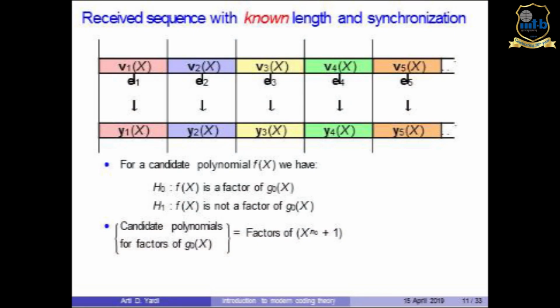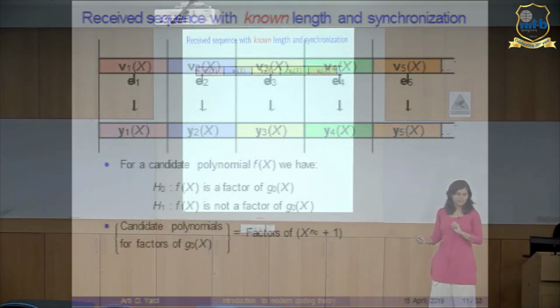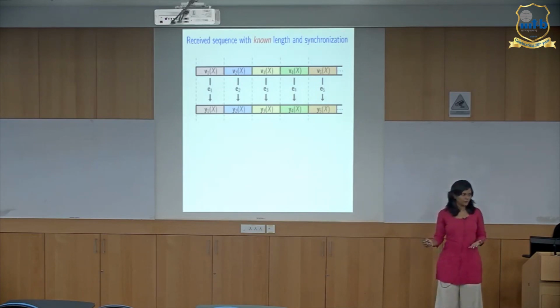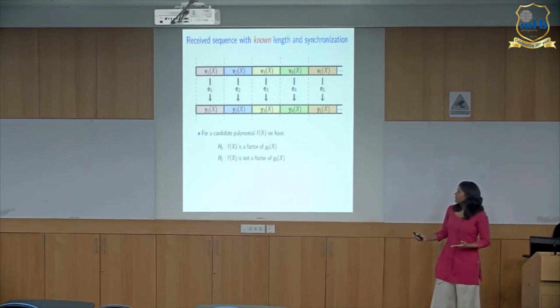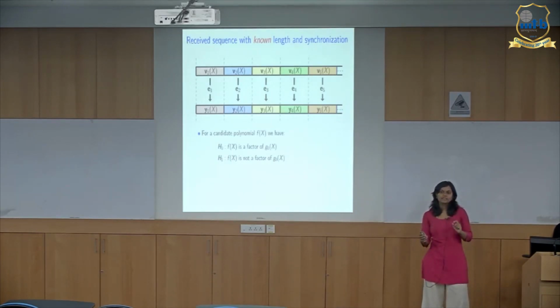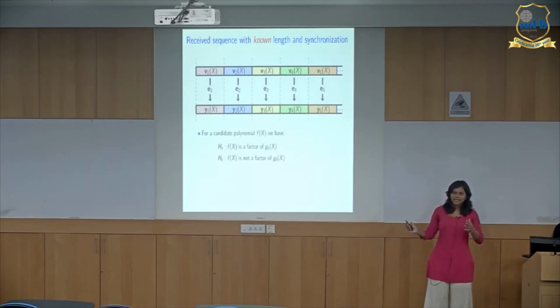So now suppose V1, V2 and so on are my transmitted code words of some cyclic code. I just know the length of this cyclic code, not the generator polynomial. Now after the introduction of the error, suppose y1, y2 and so on are my received polynomials. Now suppose we know a candidate polynomial f of x. Then for this candidate polynomial, we just need to decide whether it is a factor of the generator polynomial or not. So the problem gets reduced to a simple hypothesis testing problem, where for a given factor we need to make a decision between these two hypotheses.